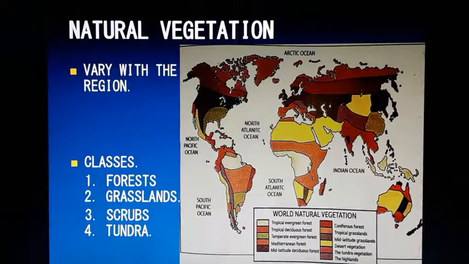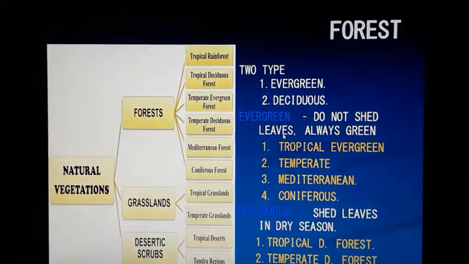And grasslands are there. This one is coniferous vegetation, and this is called the temperate evergreen forest. These are in very few places. We have different kinds of vegetation. We're coming to the forest.